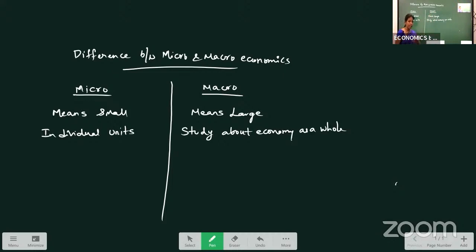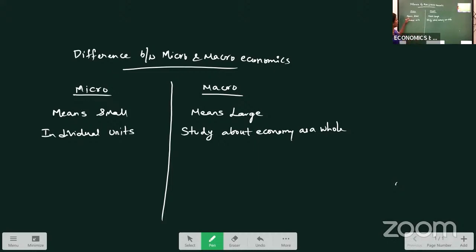Means total economy we are going to study under macroeconomics. Basically, when we study our economy, we can't study what is happening in our country completely. So there are two approaches to study it: micro and macro. Micro means first we study the individual units, then later on we study the total economy as a whole.